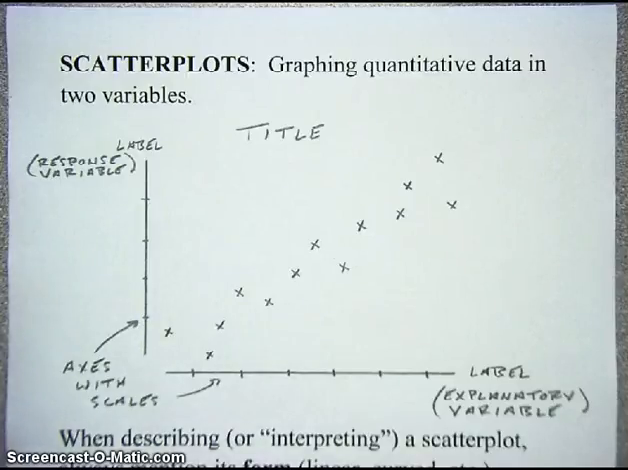When you have data on two quantitative variables, the easiest way to graph your data is to make a scatter plot. Now, a scatter plot is very useful for seeing if there's any kind of an association between the two variables that you're looking at.